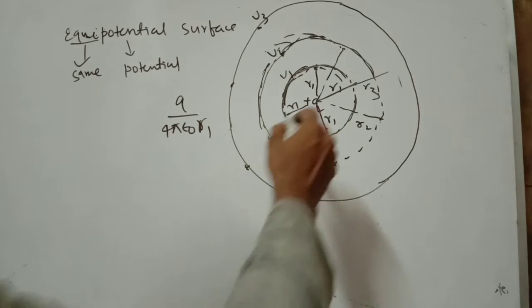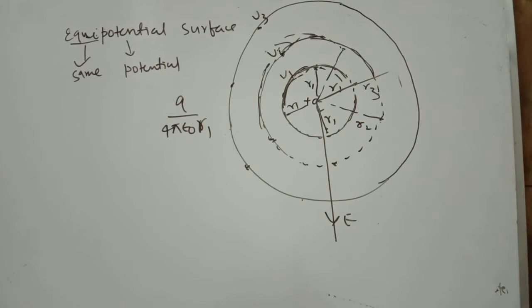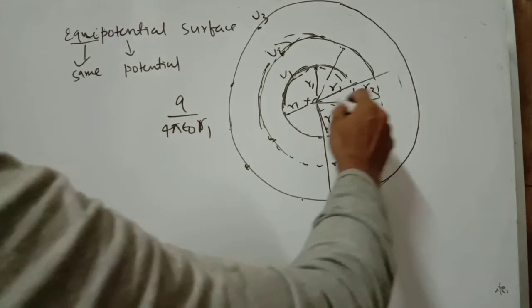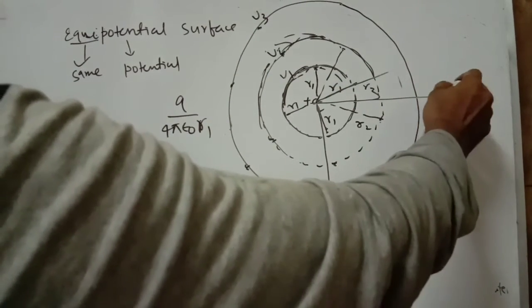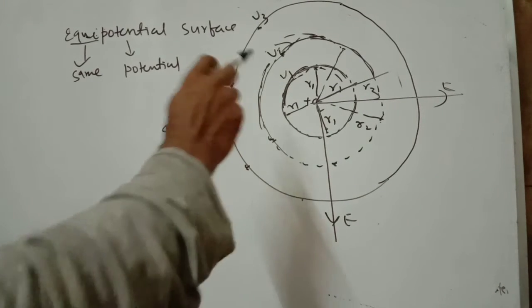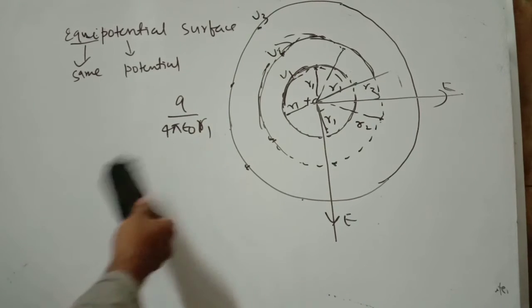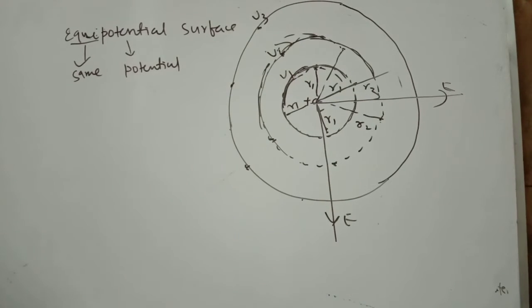And now this is the direction of electric field. Already told, the direction of electric field is away from the positive charge. Is the equipotential surface definition clear? The surface or region where the potential is the same everywhere is called an equipotential surface.